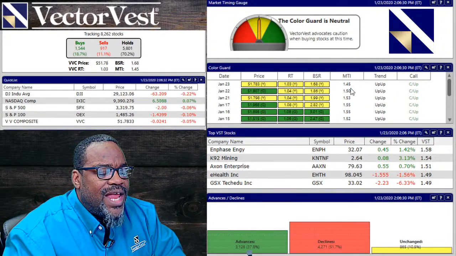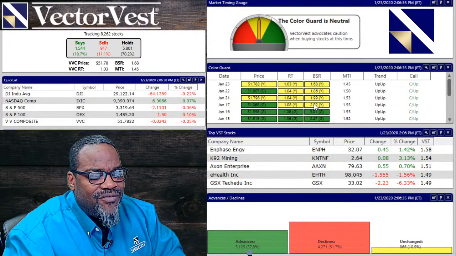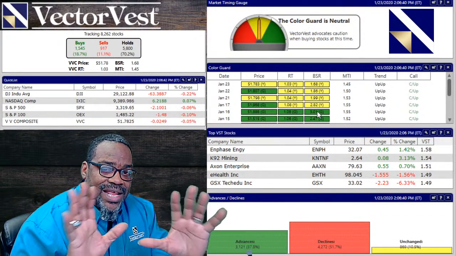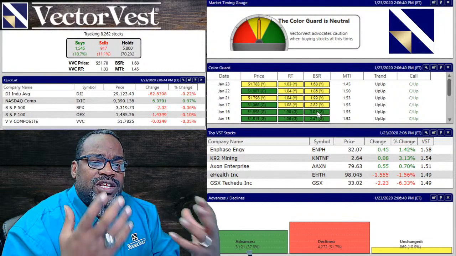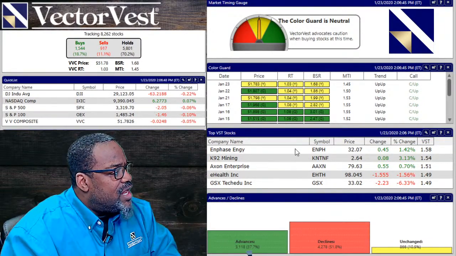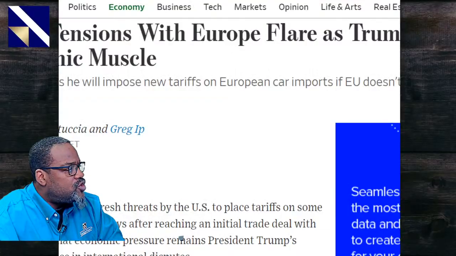So keeping all of that in mind, this is where we stand on our longer term color guard or our longer term traffic light in the market. Caution is advised. Now, let's take that information and delve into the news of why the market is doing what it's doing. And let's go out to our first news story, which starts off here.